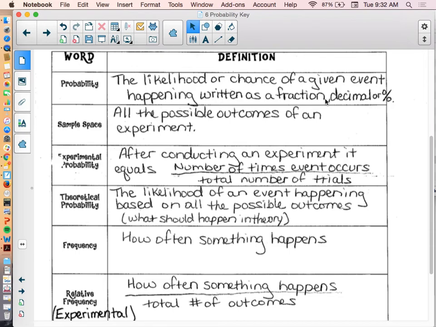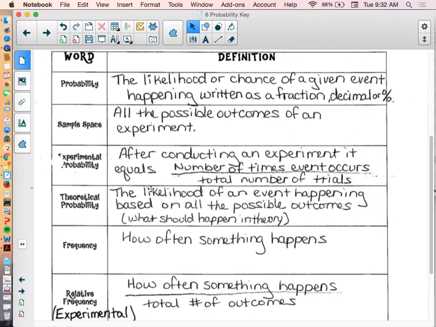Probability is the likelihood or chance of a given event happening, written as a fraction, a decimal, or a percent. The sample space is where you list out all the possible outcomes of an experiment. For example, on a number cube, it might be 1, 2, 3, 4, 5, 6. Any of those things could happen. On a coin, it would be heads or tails. Experimental probability would be after you conduct an experiment, and it equals the number of times an event occurs divided by the total number of trials. You'll see a lot of probability starts off with a fraction.